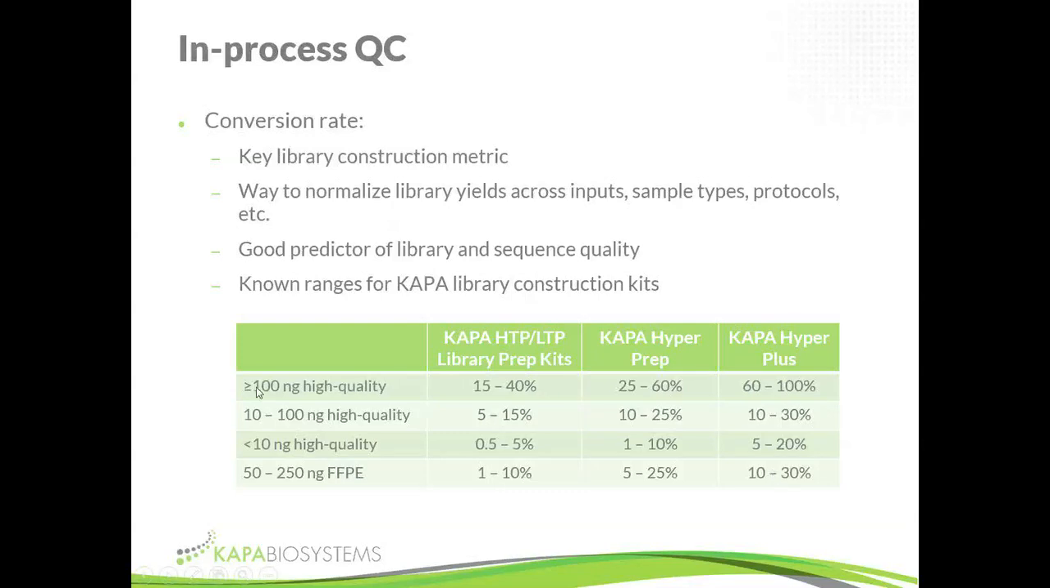So from 100 nanograms and upwards, we can get up to 40, 60, even 100% of library molecule input DNA converted to library molecules. This drops as your input drops, but if we look at the HyperPlus protocol, you can see already a tenfold increase at inputs lower than 10 nanogram compared to our conventional kits, which already are really, really well optimized kits. And then for FFPE, because it's damaged DNA, it's a little lower.